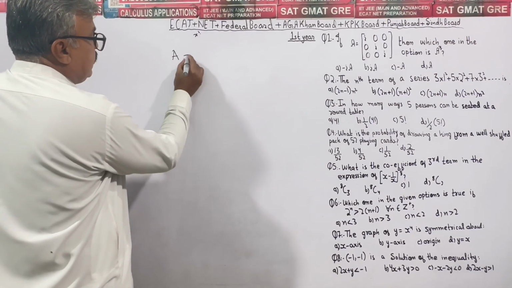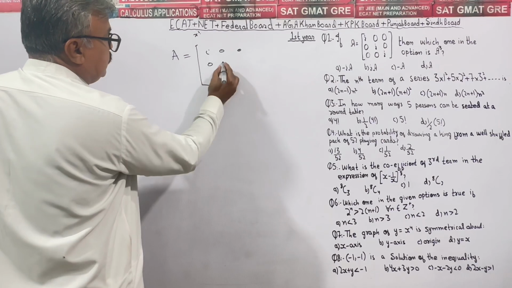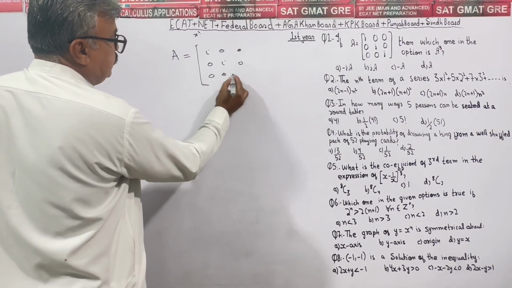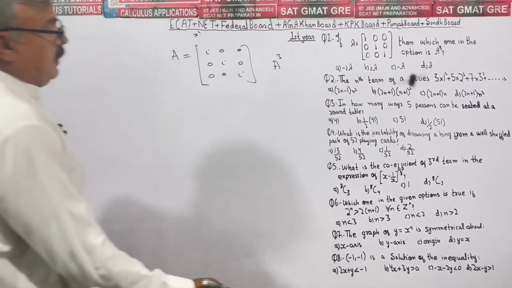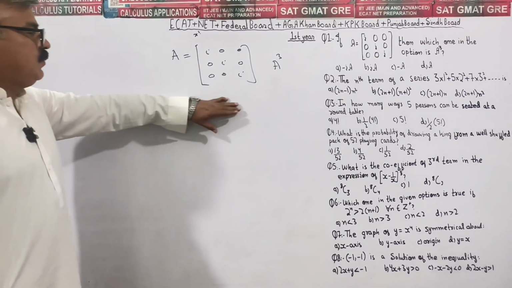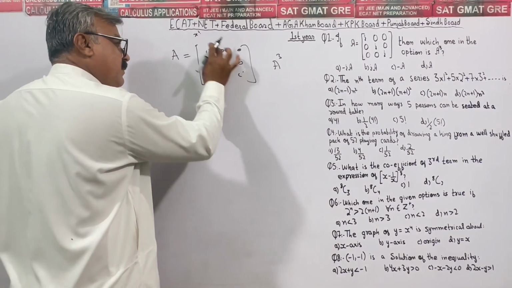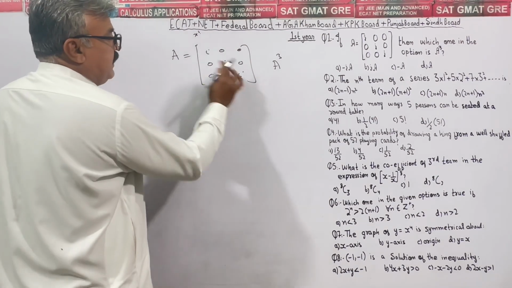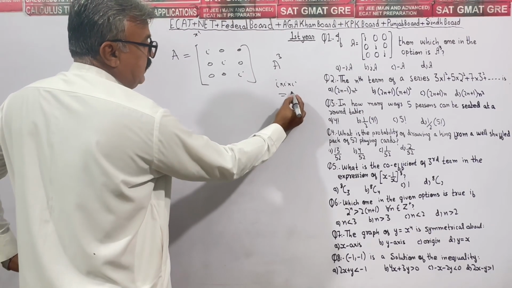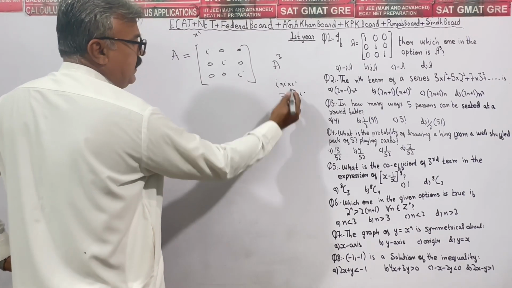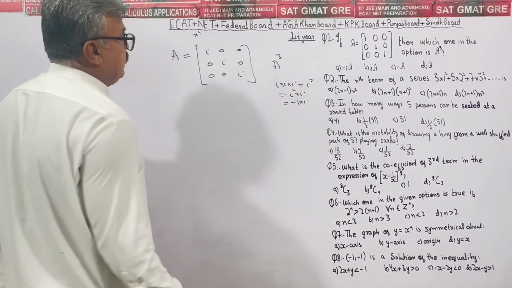We have given a scalar matrix having the same diagonal elements, iota, with the rest 0. We are asked to find A cube. A good property in a scalar matrix or diagonal matrix: just keep on multiplying these diagonals 3 times, iota into iota into iota. It will become iota square into iota, which is iota cube. Iota square is equal to -1, so minus iota.